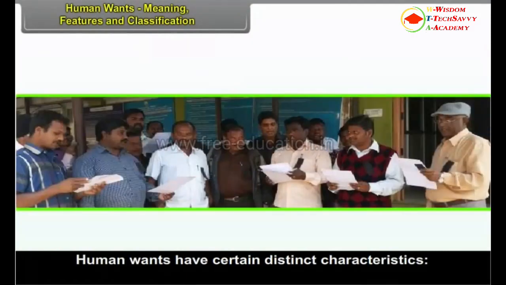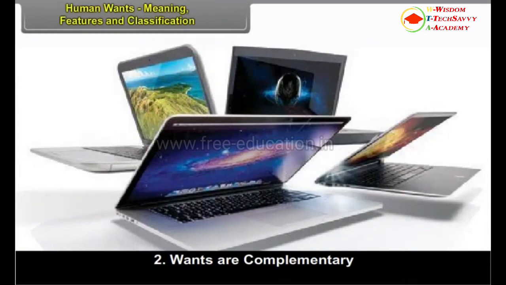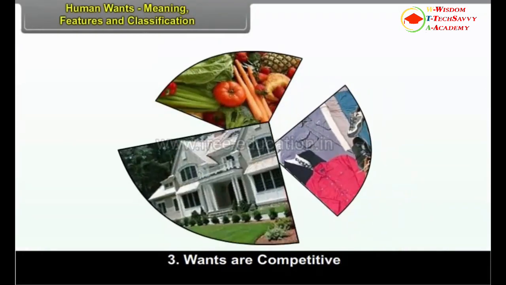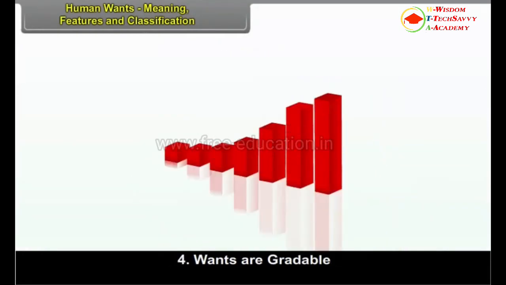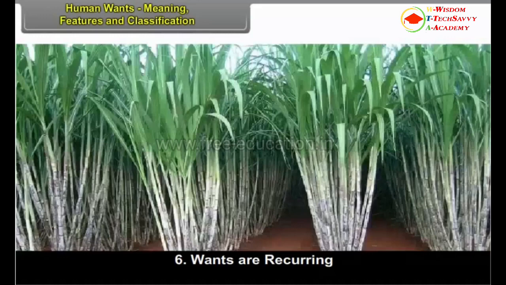Human wants have certain distinct characteristics. Human wants are unlimited. Wants are complementary. Wants are competitive. Wants are gradable. Wants are variable. Wants are recurring.